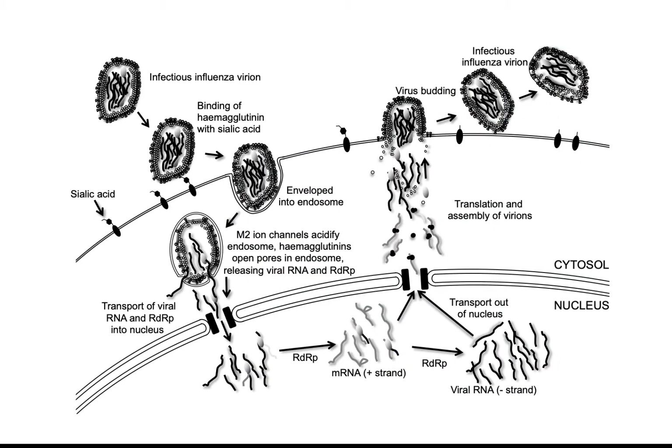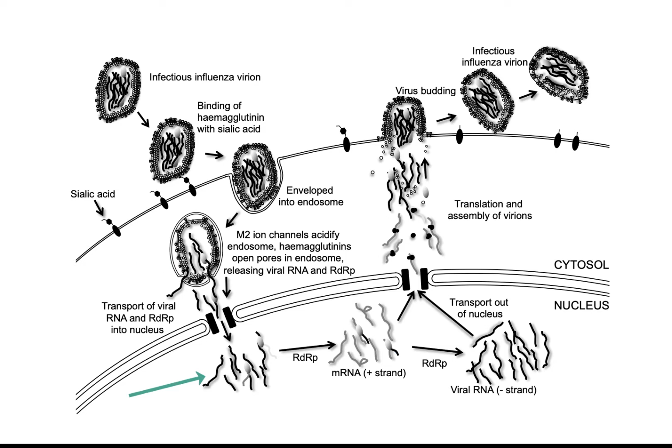Here is the infection cycle for influenza. The hemagglutinin protein on the outside of the virion interacts with sialic acids, which are sugar groups on the ends of proteins on the cell membrane of the host cell. The virus is then enveloped into an endosome, and then the M2 ion channel acidifies the endosome, and that causes release of the virions as well as the proteins, the RDRP, into the nucleus.